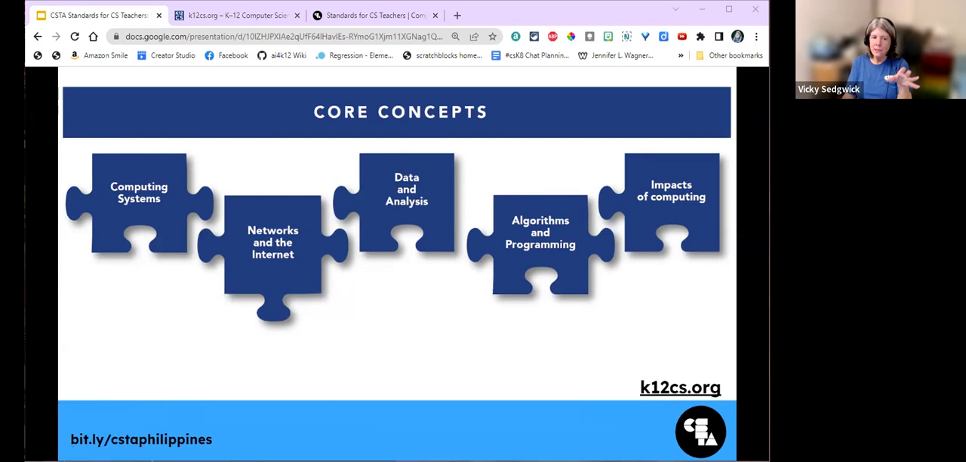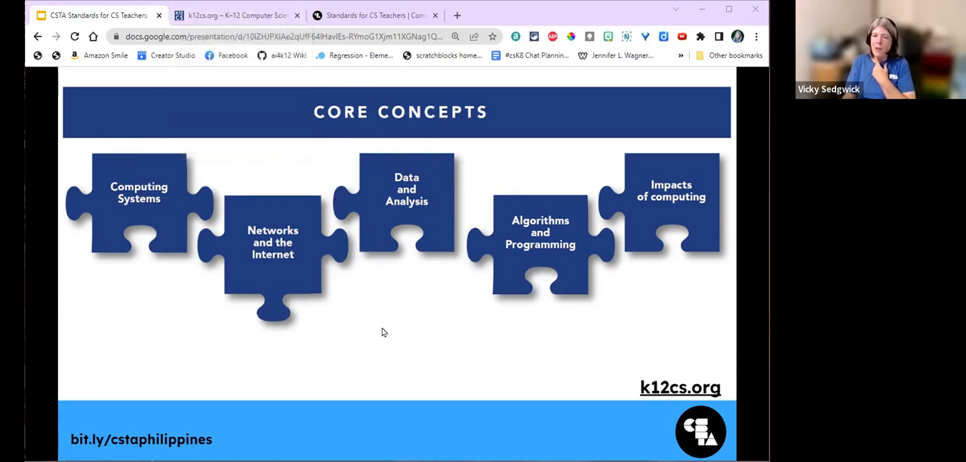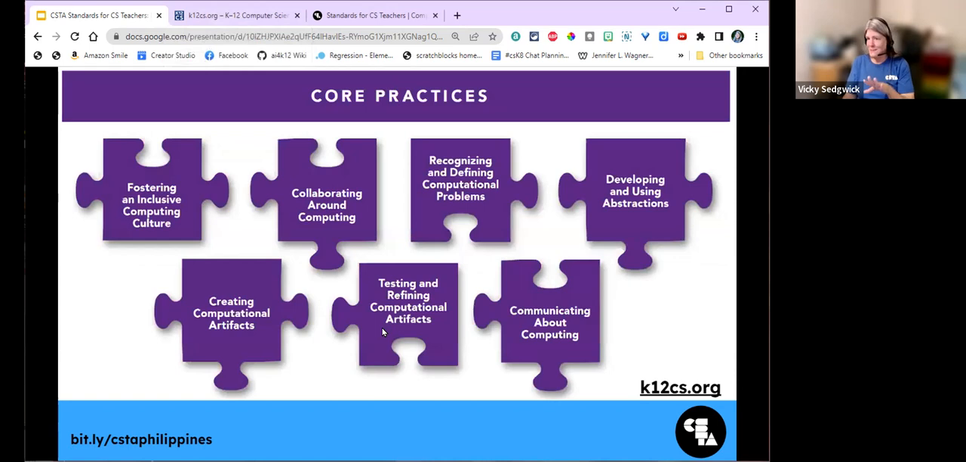So they're big ideas and they overlap one another, okay? And that's just how they're divided up. If you look at the standards, you'll see they're divided similarly. And within each of the concepts, there are sub-concepts as well. And then there's 7 core practices. This is what kids should be able to do with computer science.